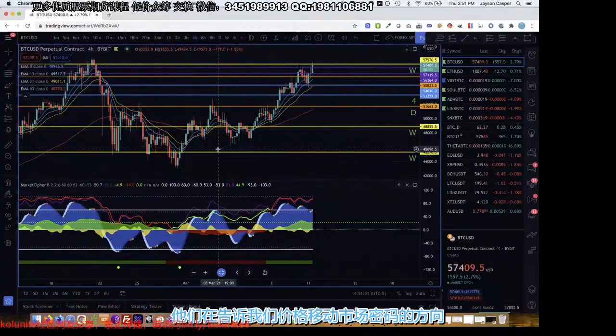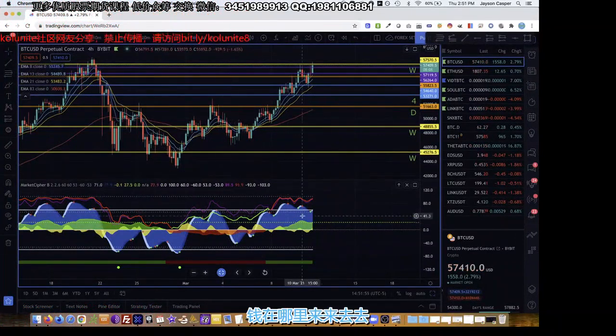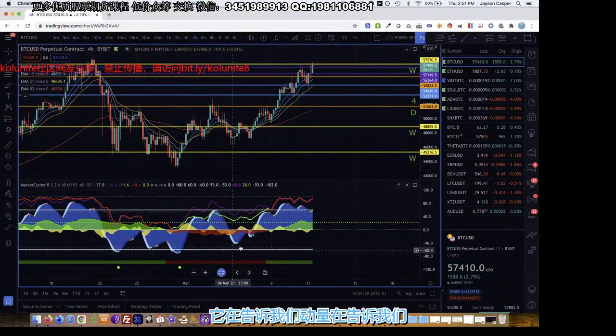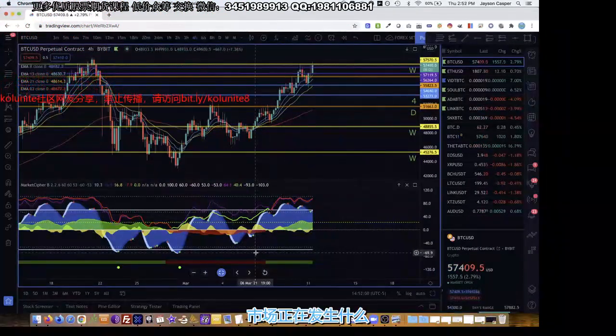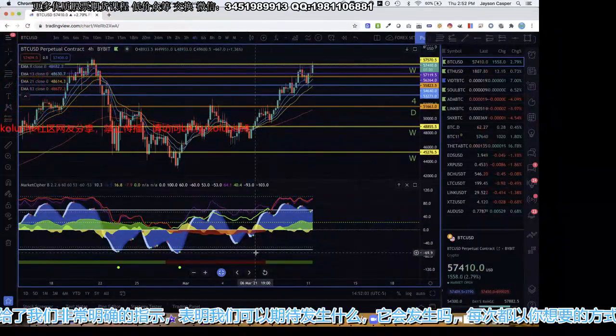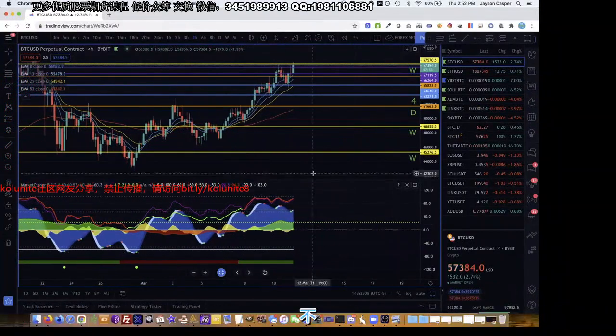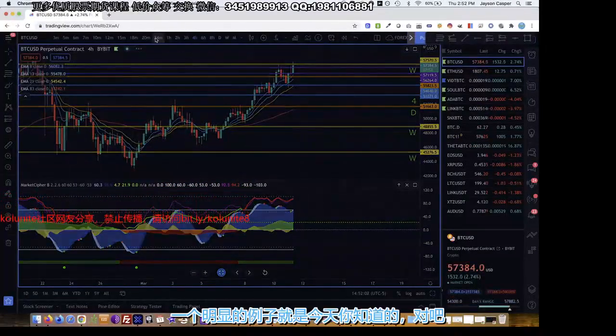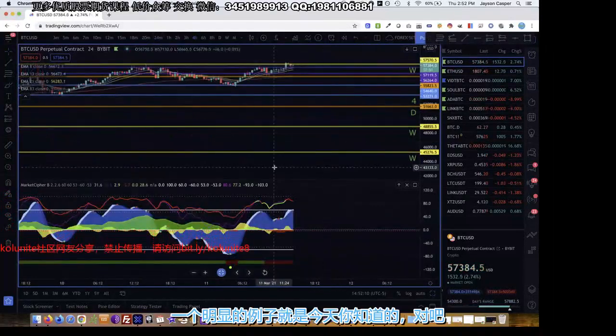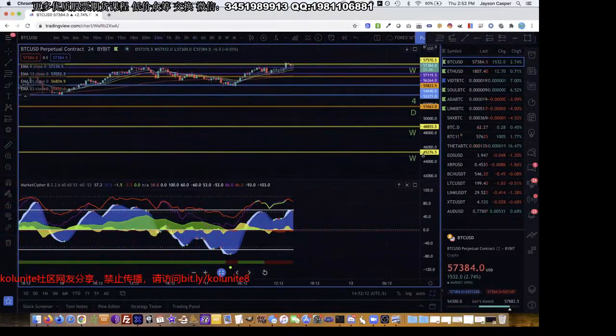They're telling us what direction price is moving. Market Cipher B is telling us where the money is coming and going. It's telling us the momentum. It's telling us what is happening in the market. These are giving us very clear indications of what we can expect to happen. Is it going to happen the way you want every single time? No. A clear example of that is today, where right here.